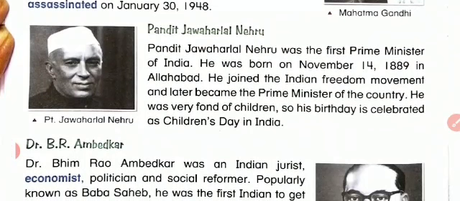Here is another one, Pandit Jawaharlal Nehru. Pandit Jawaharlal Nehru was the first Prime Minister of India. He was born on November 14, 1889 in Allahabad. He joined the Indian freedom movement and later became the Prime Minister of the country. He was very fond of children, so his birthday is celebrated as Children's Day in India.